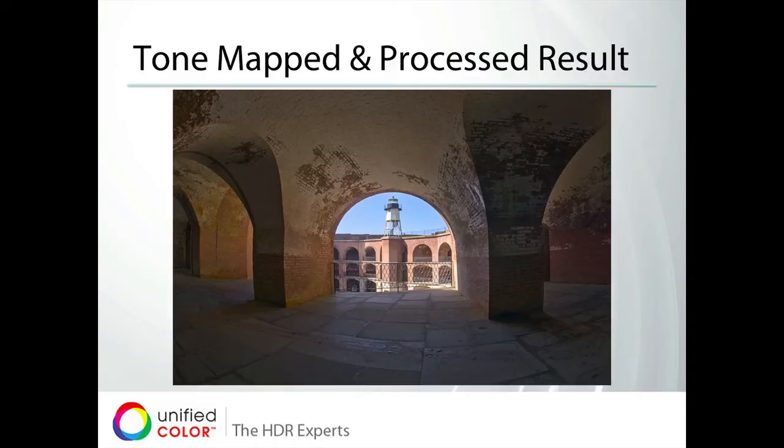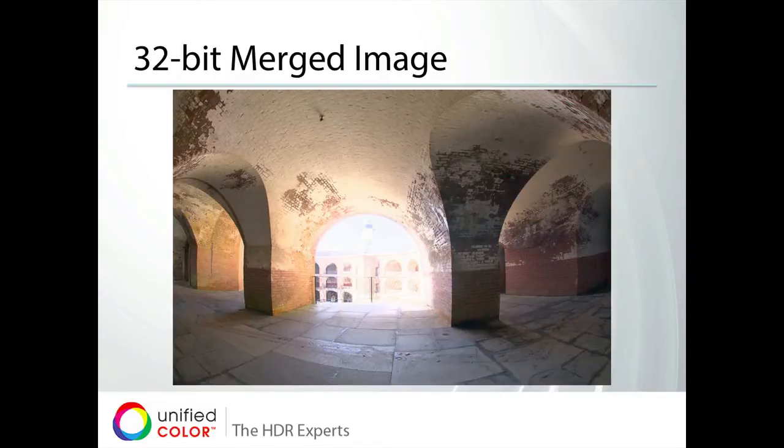This is the final result. It's a fully tone mapped, fully processed HDR image. It's a series of images that I took at Fort Point, just under the Golden Gate Bridge in San Francisco. This is what the 32-bit image looks like after I merged all the images to create my HDR image.